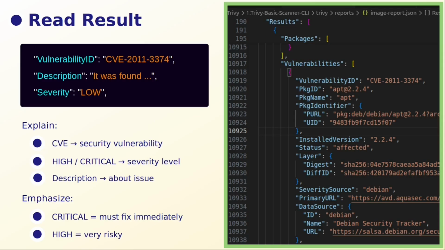Next is the severity level, such as low, medium, high, or critical. This tells us how dangerous the vulnerability is. Low, not very serious. Medium, moderate. High, dangerous. Critical, very dangerous and urgent. Then there is also a description which explains what the issue is about. The key takeaway here is: if you see critical, you must fix it immediately. If you see high, it is also very risky and should be fixed soon. So reading this output helps you quickly understand what is wrong, how serious it is, and how to fix it.